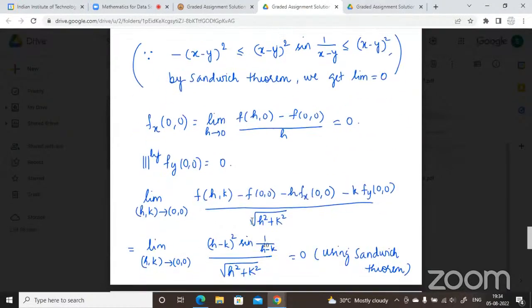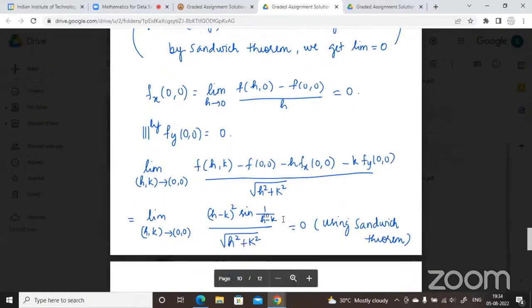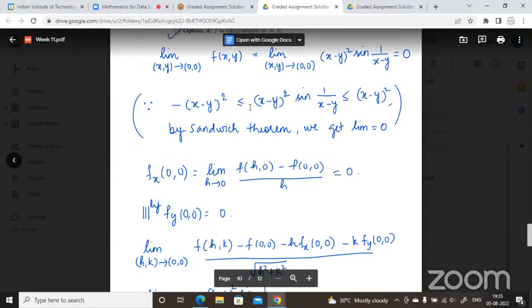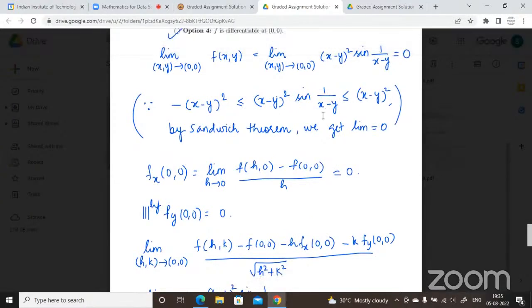Ma'am, here sine of 1 by x minus y, but in the sandwich theorem we put x minus y whole square. So will it not be 1 by x minus y to the whole square? Where? This question only, ma'am. Here that sandwich theorem is there, no? So instead of that it is sine of 1 by x minus y, right? So we will put minus 1 and plus 1 limit. So that will be x minus y whole square, or 1 by x minus y whole square.